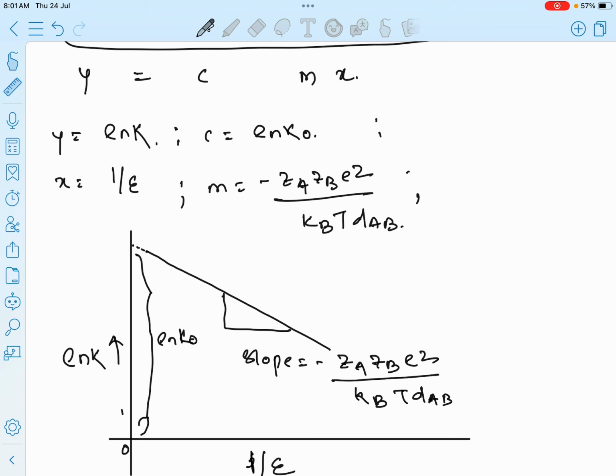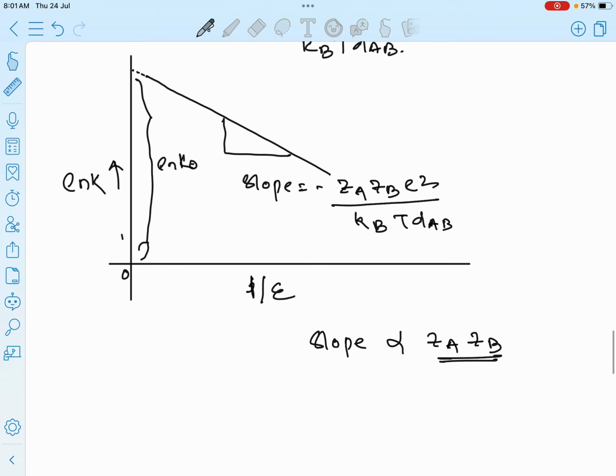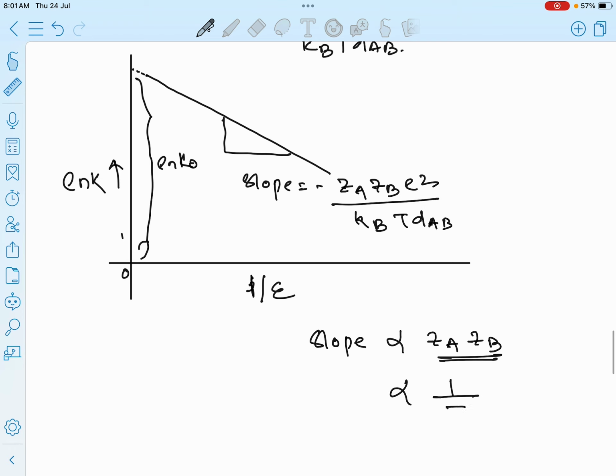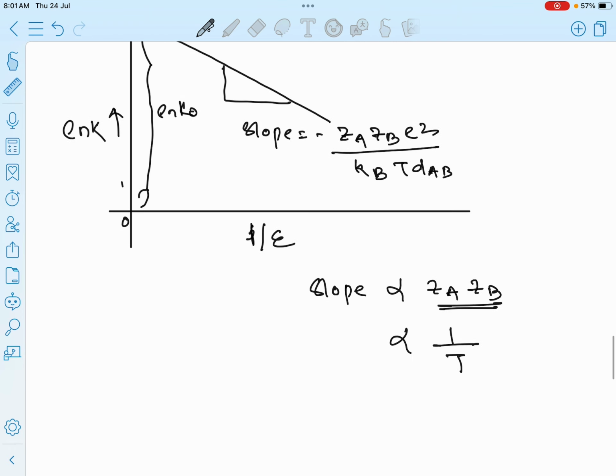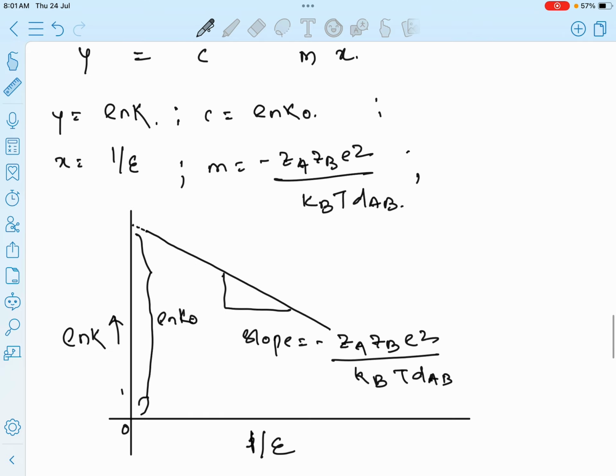That means the slope of the straight line is proportional to the product of charges and inversely proportional to temperature, also inversely proportional to the maximum distance an ion can approach. So this should be remembered.